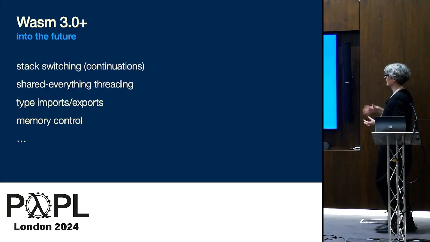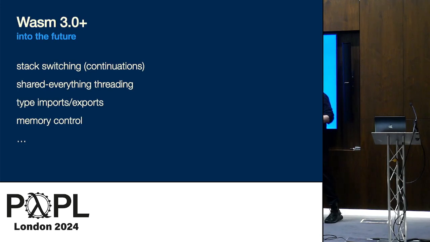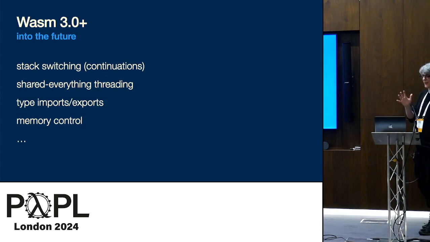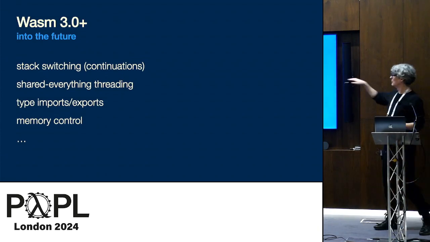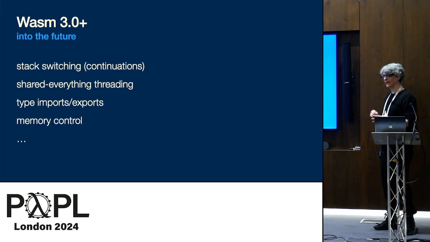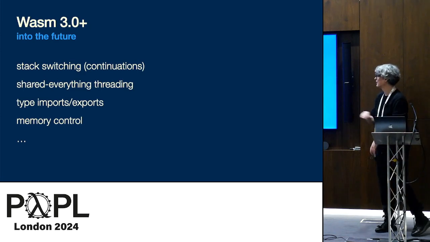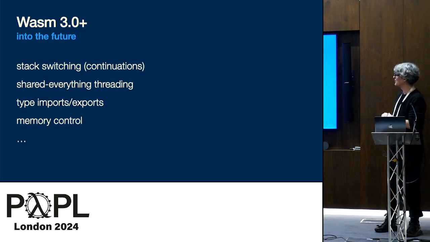I'm not going to talk through all of that, but there's stack switching, which Daniel talked about, and there will be continuations in one form or the other, either our proposal or some other variation. Then there's having shared state. With atomics, you can just share memory between threads, but we want to generalize that to being allowed to share arbitrary references and globals and tables and functions between threads. That adds some stuff to the type system, but also to the memory model, of course. And type imports and exports.